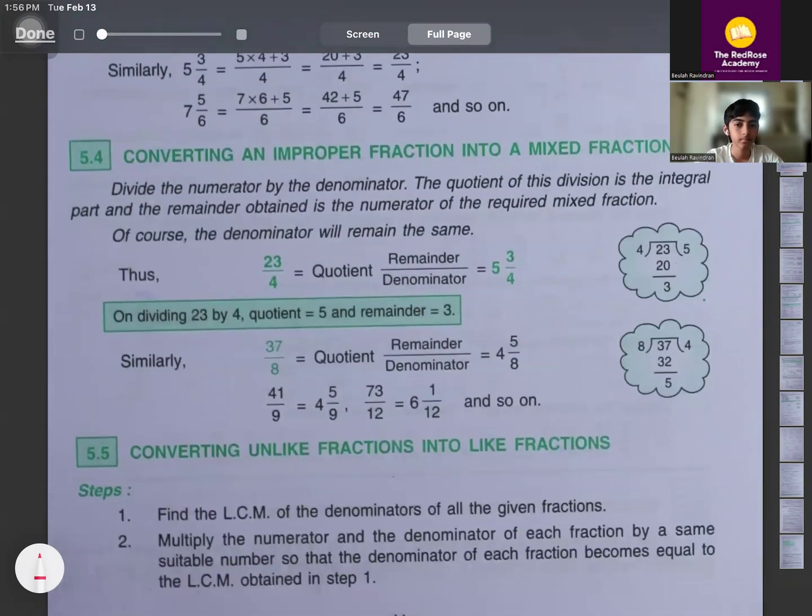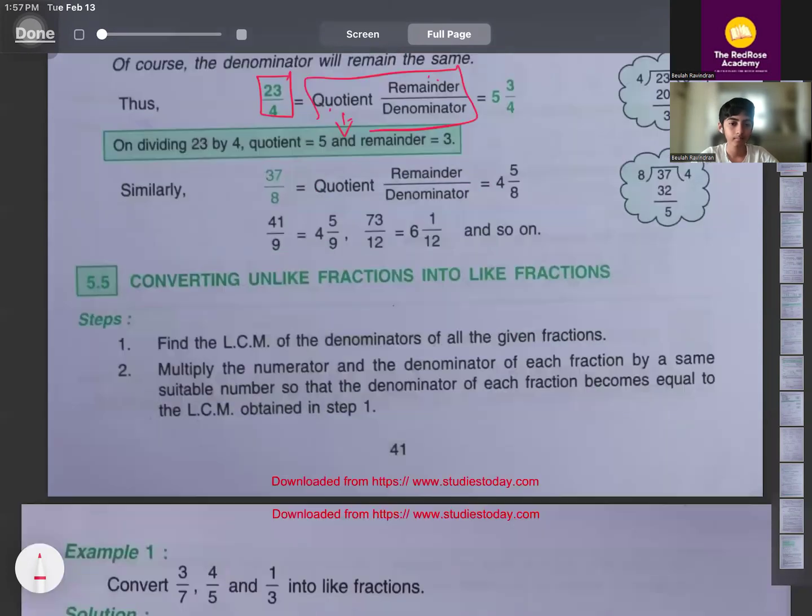Converting improper into mixed: how is it done? By dividing. What is the procedure? Quotient, remainder over denominator. The quotient is the integer. The remainder over the denominator will be the proper fraction. Is it clear for you?